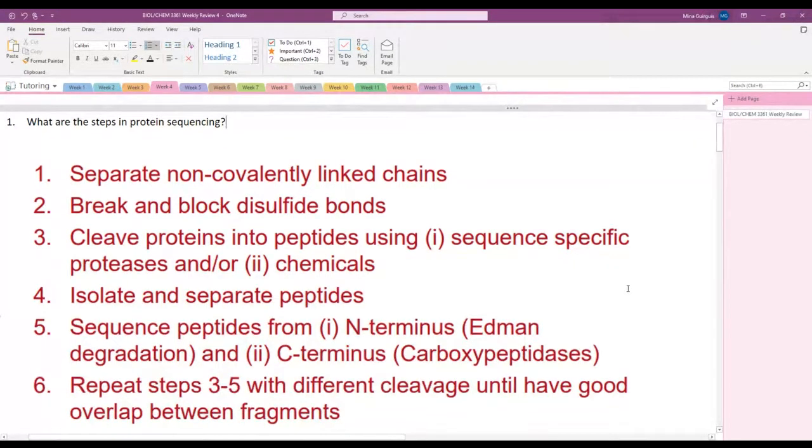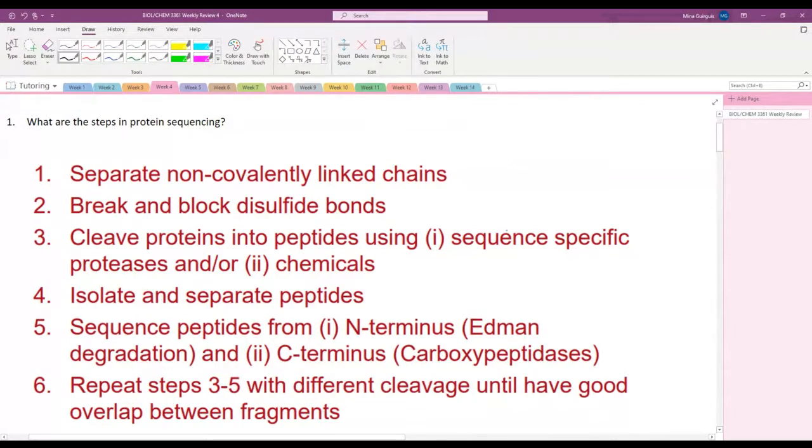Some of the proteases we talk about toward the end of this chapter will always cleave between arginine and methionine or something like that. And so those are really helpful. Chemicals can do something similar. Again, chemicals are also talked about in this chapter.